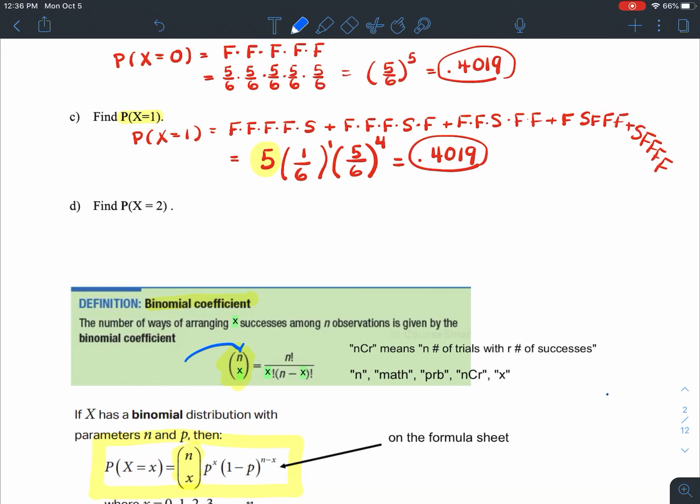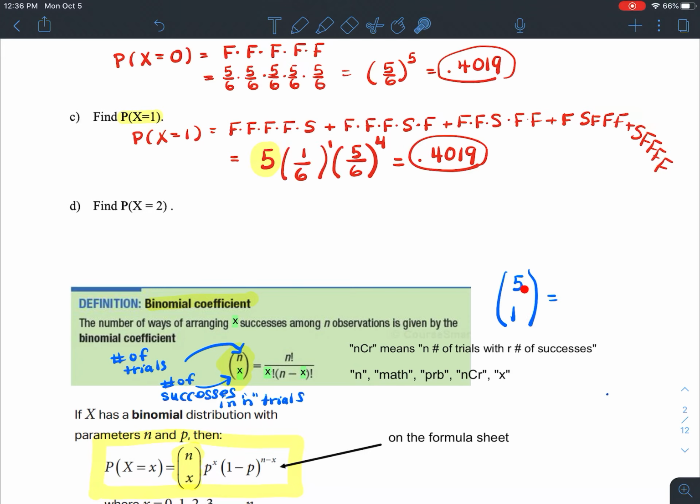I'm just going to have you make a quick label here that the n is representing the number of trials, and the x represents the number of successes in those n trials. So for this problem up here that we did, we were looking for 1 success out of 5 trials. So I would put a 5 here and a 1 here, and then I'd put parentheses around that.